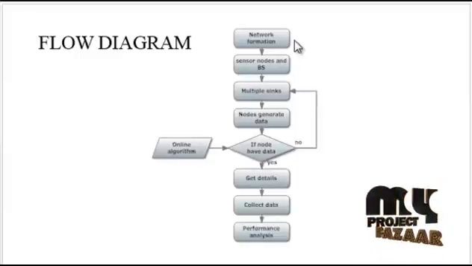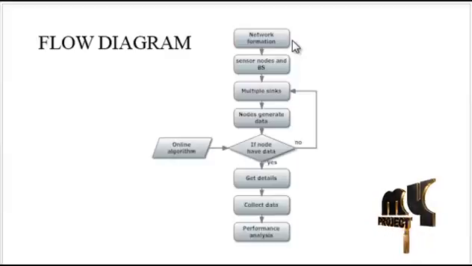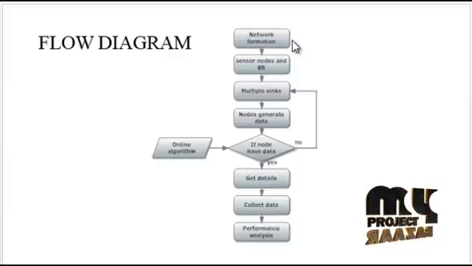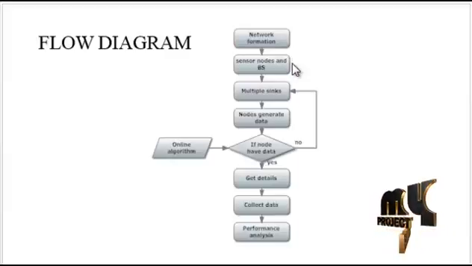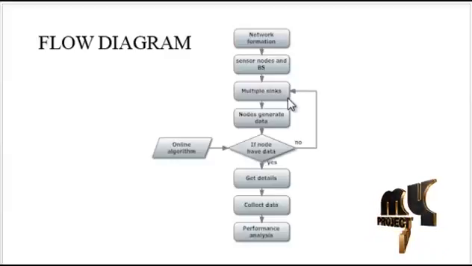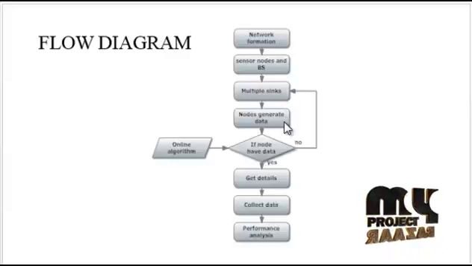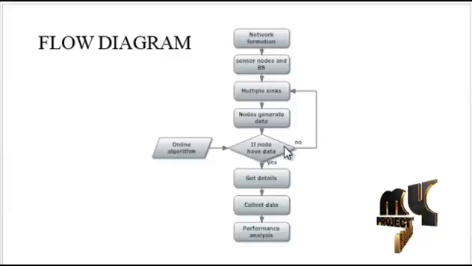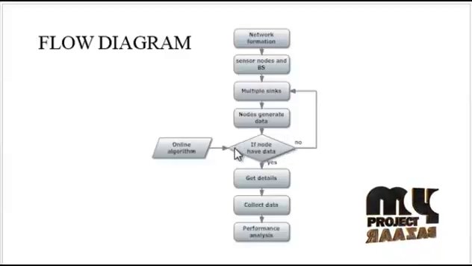First, the network formation is done. That is, the network is formed within the transmission area. In that network, the sensor nodes and the base stations are created. That is, the multiple sinks are created in the network. After that, the sensor nodes generate data. If the node has data, it is handled by the online algorithm.